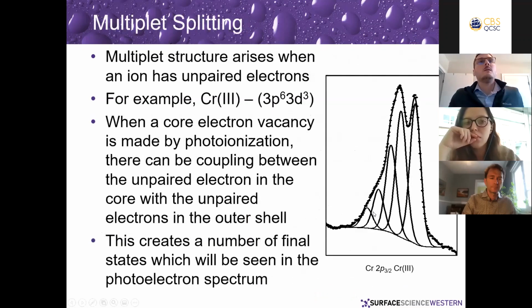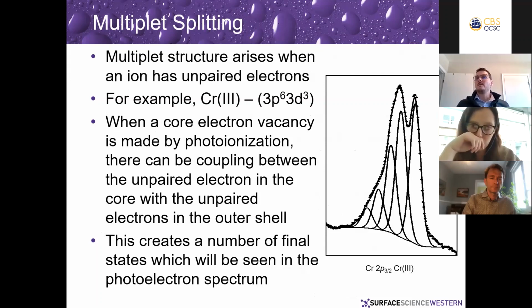And finally, multiplet splitting. This arises when you have an ion with unpaired electrons. So for example, chromium 3 species is a 3p6 3d3 system, so you have three unpaired d electrons. When you create a core electron vacancy by photoionization, you can get coupling between the unpaired electrons in the core with the unpaired electrons in the outer shell.